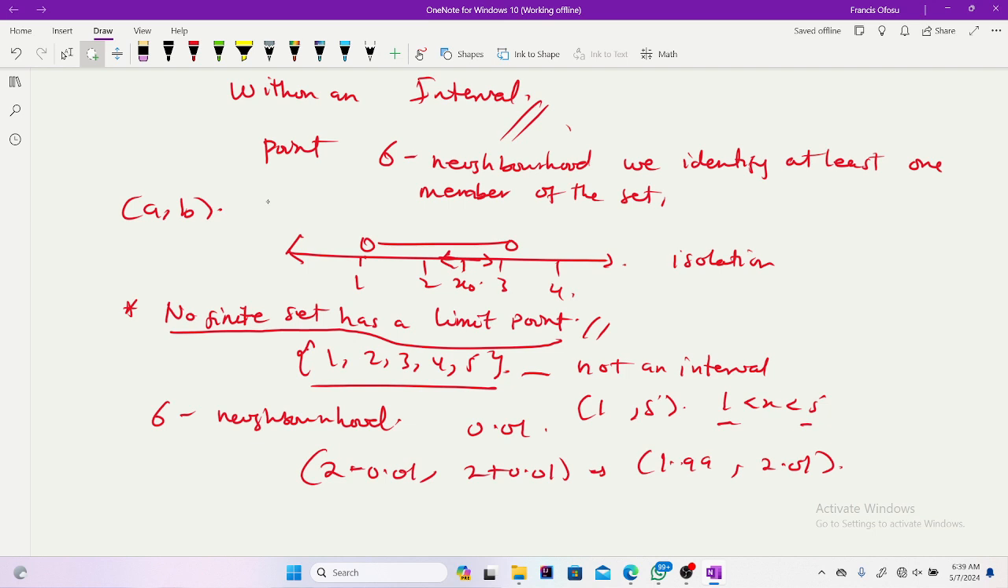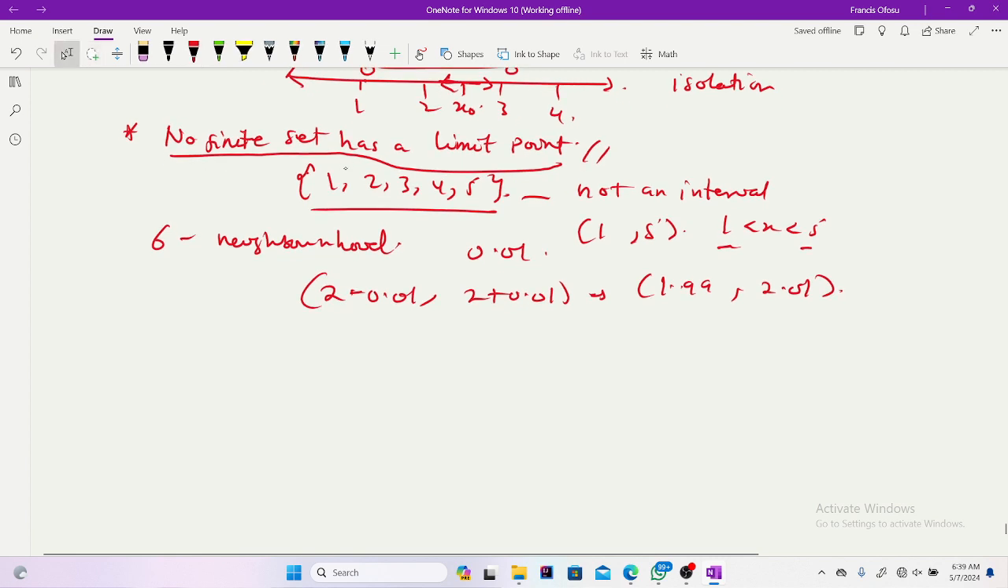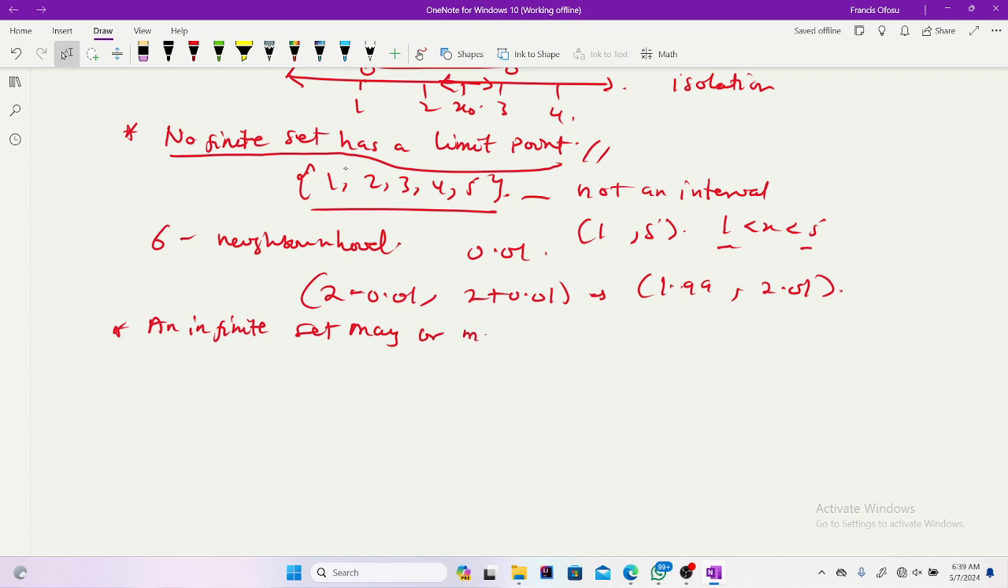So let's see. The next one is an infinite set. An infinite set may or may not have a limit point.